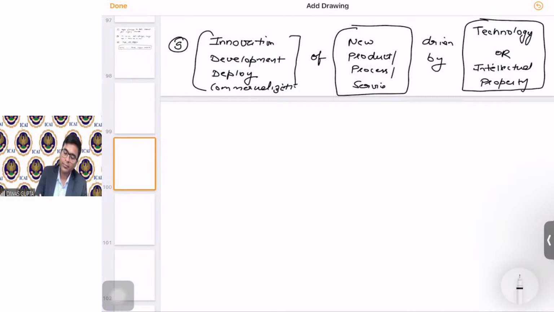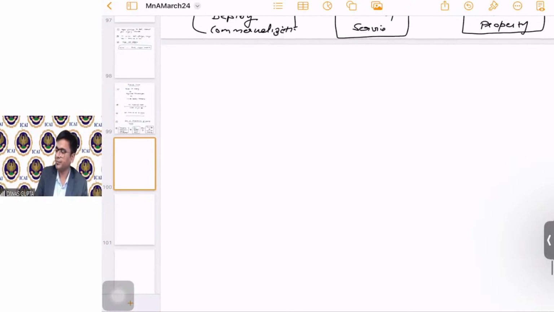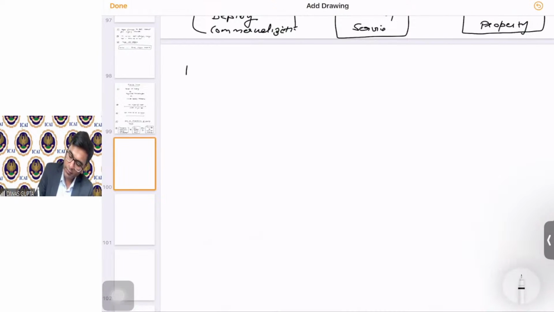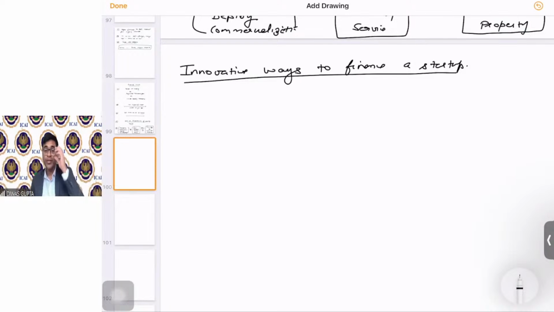Perfect. Now let us move to the next part. Since these are the startups, for the startups, financing becomes a very important consideration. So the topic is innovative ways to finance a startup. Are there some innovative ways to finance a startup?